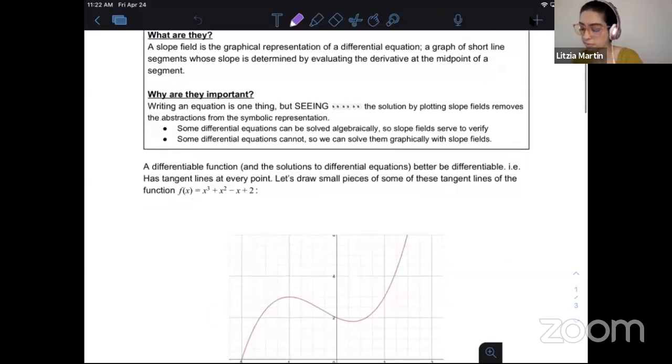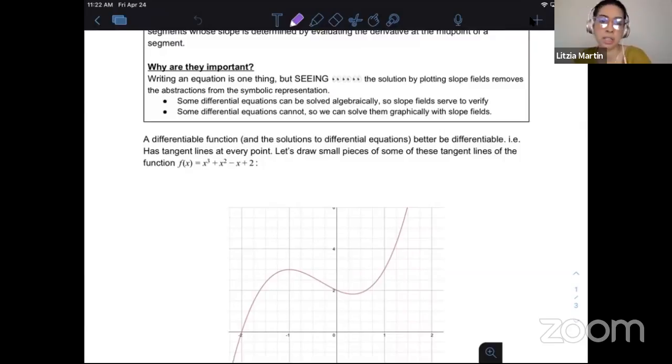And so why is this important? Because we can go ahead and solve differential equations, but it's nice to be able to see the graph. You're going to see what I mean by that, how it looks when we have it all graphed out. And it helps us to see patterns a lot more easily. So let's just jump into this part right here.